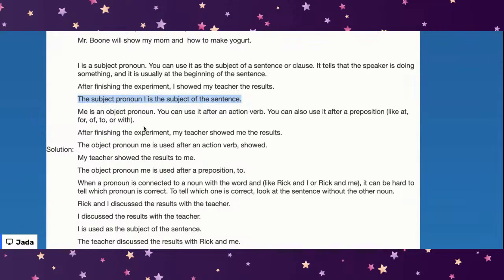Me is an object pronoun. You can use it after an action verb. You can also use it after a preposition like for, at, of, to, or with. So there are different ways that you can use me, but take note that me is usually the object of the sentence, and I is the subject of the sentence. Okay, so moving on, we will see some examples.